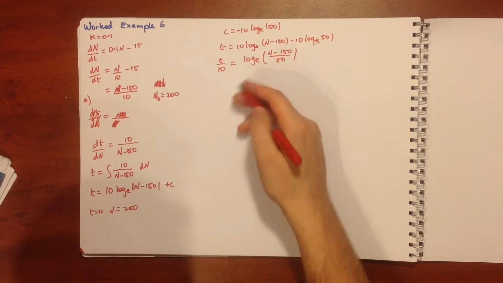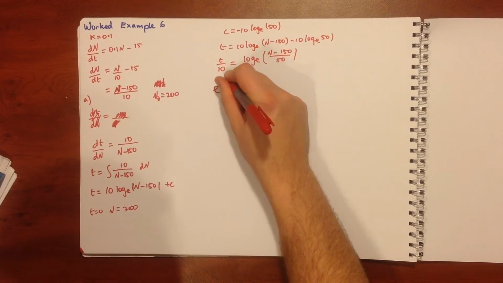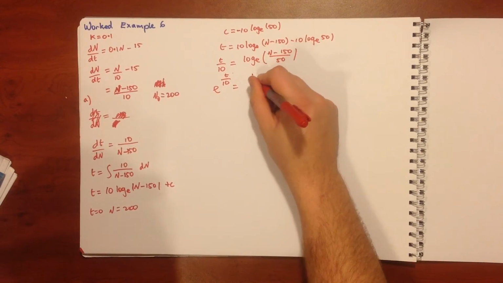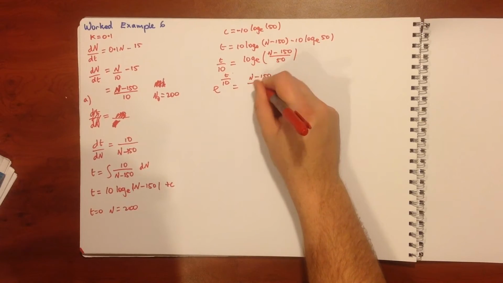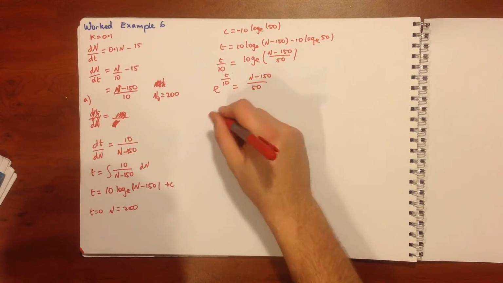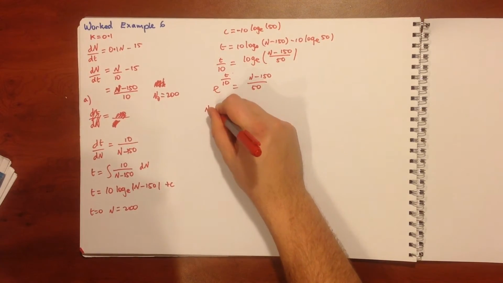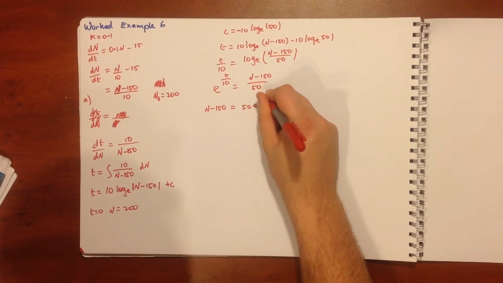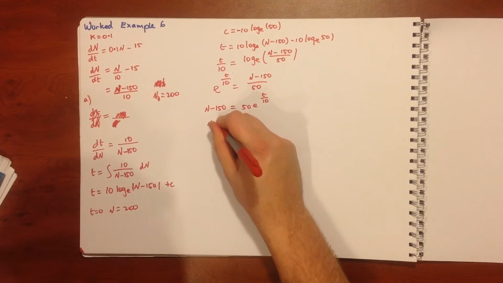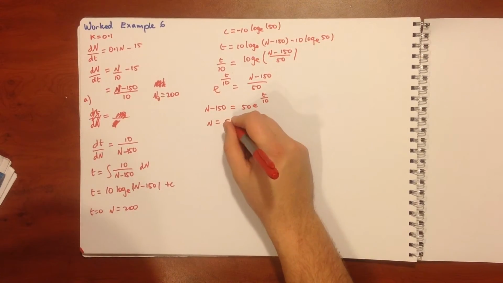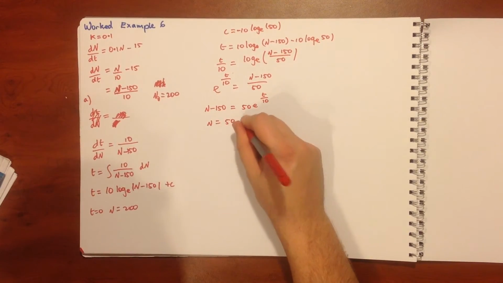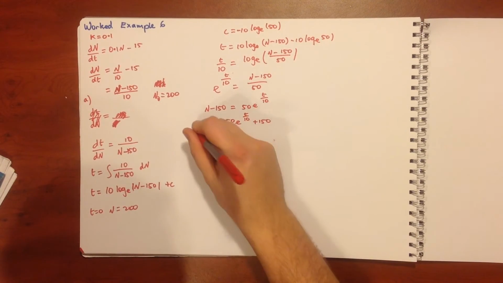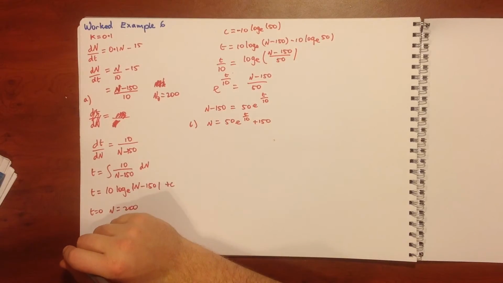And then we can do our e method, say that e to the t on 10 equals n minus 150 on 50. So then we're going to have n minus 150 equals 50 e to the t on 10. So n equals 50 e to the t on 10 plus 150. Okay, so that's our part B taken care of.